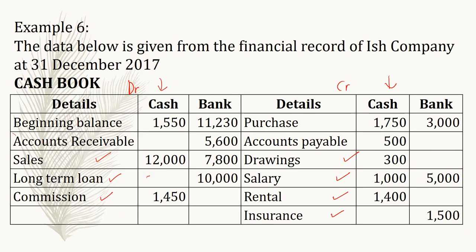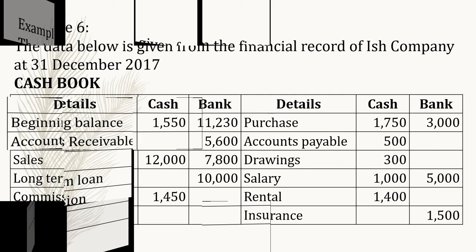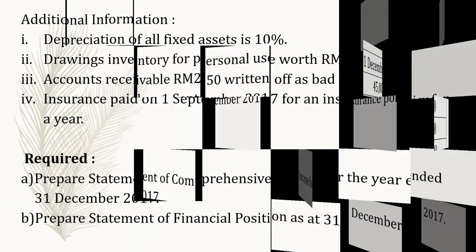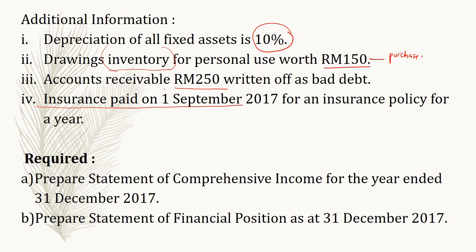As you can see in your cash book, you paid 1,500 for your insurance. It is stated in the question that the insurance was paid starting from 1st September 2017. That means from 1st September 2017 until 31st December 2017. It's only 9, 10, 11, 12, 4 months. So the rest of the amount that you paid is actually prepaid insurance. So your current expense will only be for 4 months.